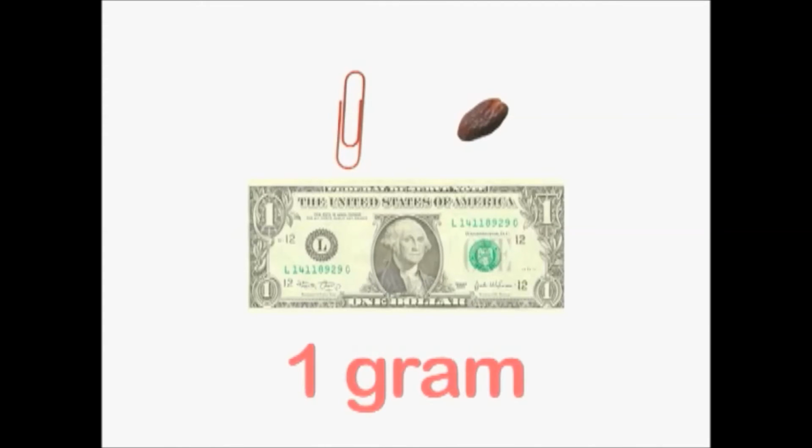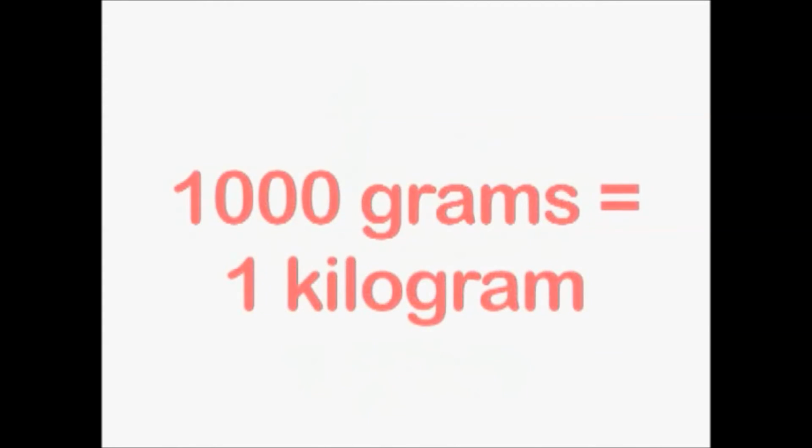A dollar bill, a raisin, or a paperclip each weigh roughly 1 gram. 1,000 grams make 1 kilogram, the most commonly used measure of mass or weight in the metric system.